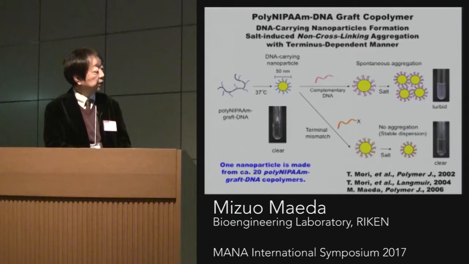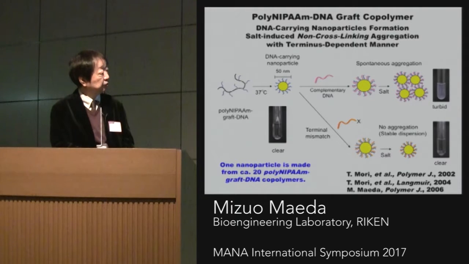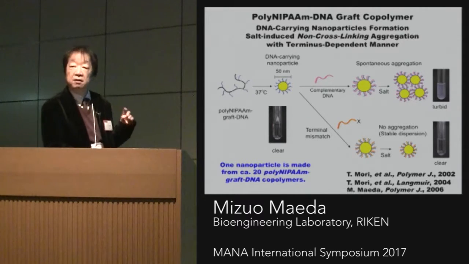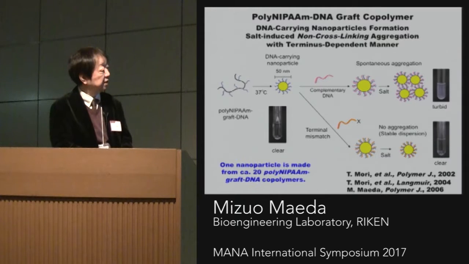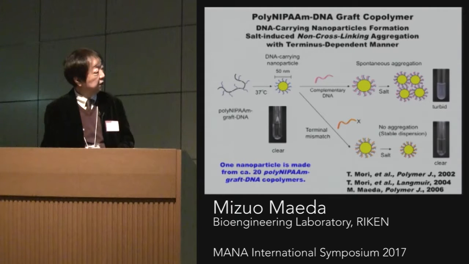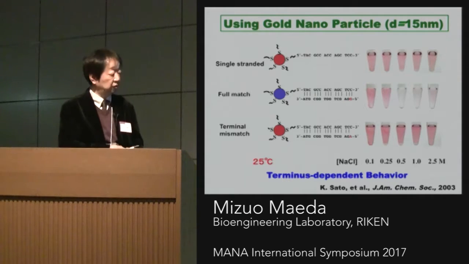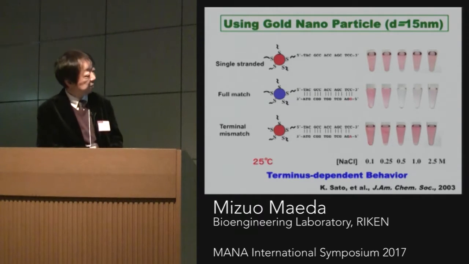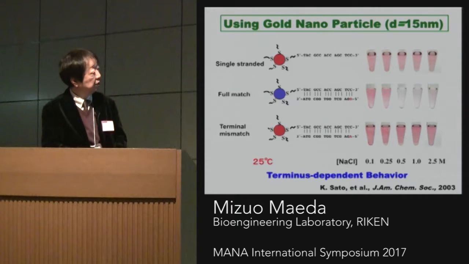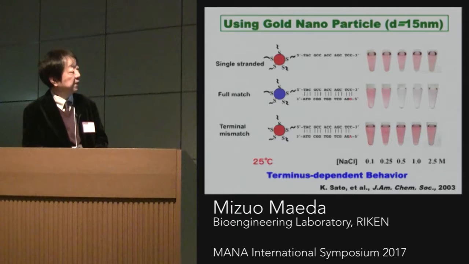I would say that one nanoparticle is made from about 20 polyNIPAM graft DNA copolymers, and each graft copolymer has about 10 branches of DNA chains. This type of salt-induced non-cross-linking aggregation was observed not only for polymeric materials, but also for gold nanoparticles like this, having a diameter of 50 nanometers.